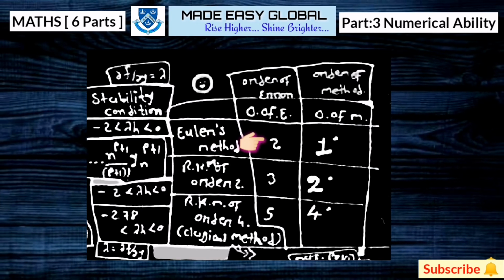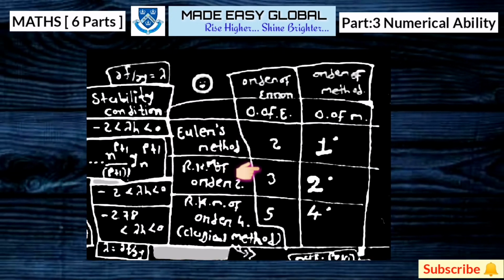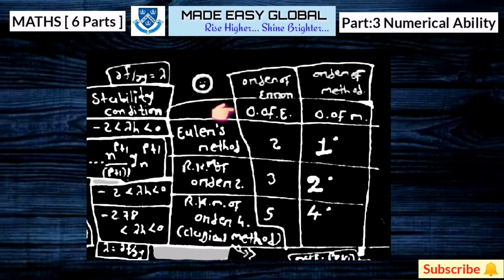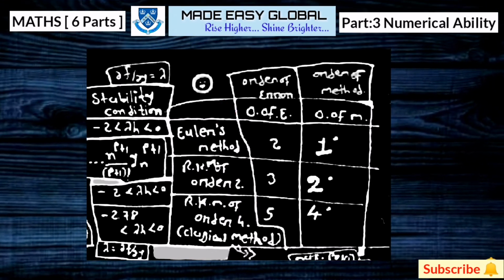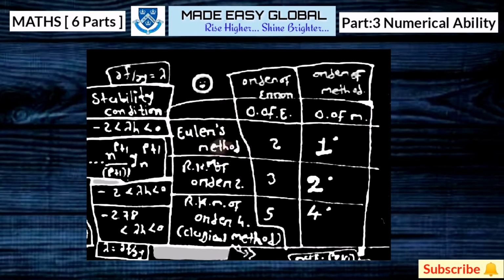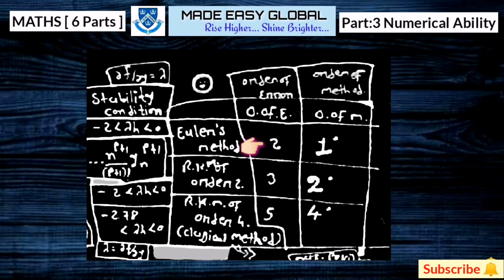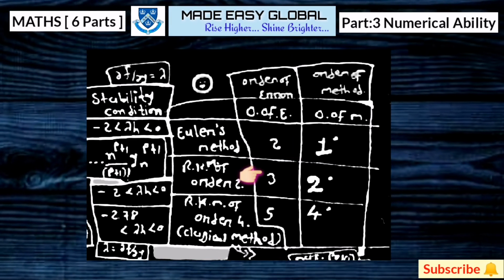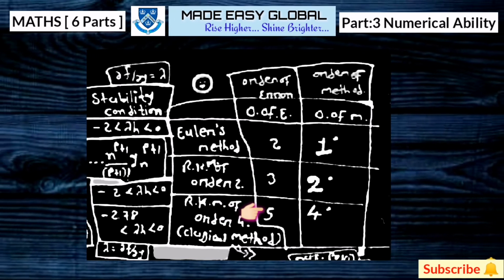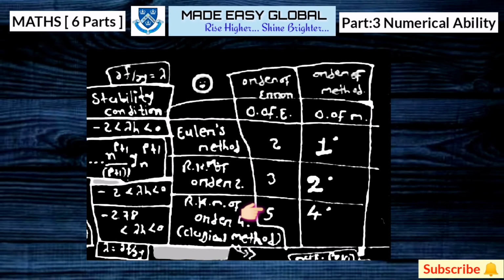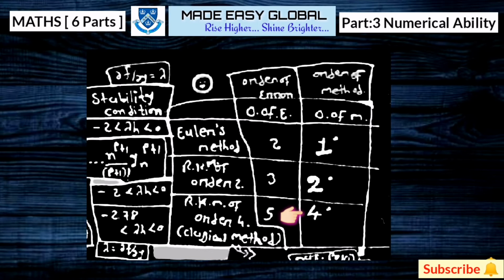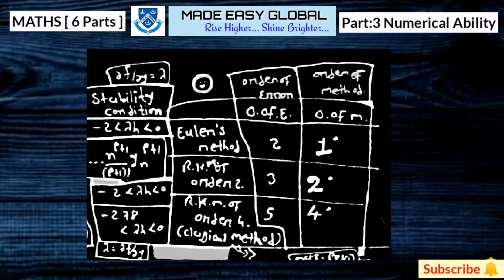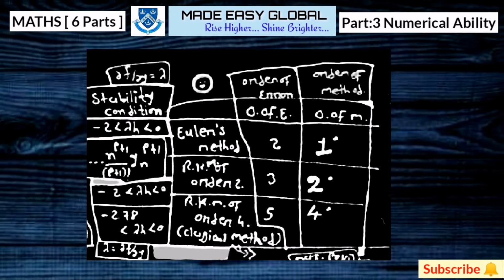Similarly for the Euler's method, Runge-Kutta of order 2 and Runge-Kutta method for order 4, here the order of error and order of method are given. So for the Euler's method, order of error is 2 and order of method is 1. Similarly for the second order Runge-Kutta, 3 and 2, and for the fourth order Runge-Kutta method, order of error is equals to 5 and order of method is equals to 4. So you have to remember these values because sometimes these values can be asked directly in the examination.